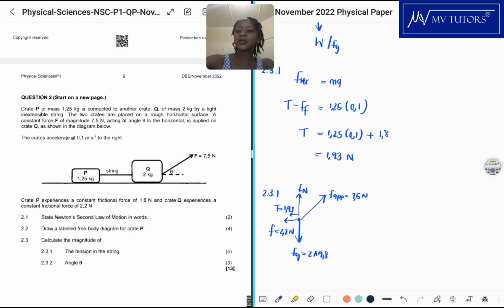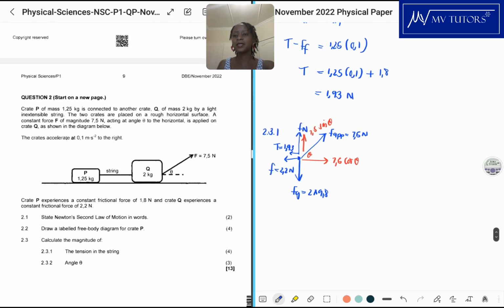And we're going to resolve it into its x and y components because it makes life easy for us, because we have theta over there. So this will simply be 7,5 cos theta, and that'll be 7,5 sine theta. So I believe we have enough information to calculate what theta could be. Let's get back to our blue pen, and let us resolve all the forces in the x. We know more about that.